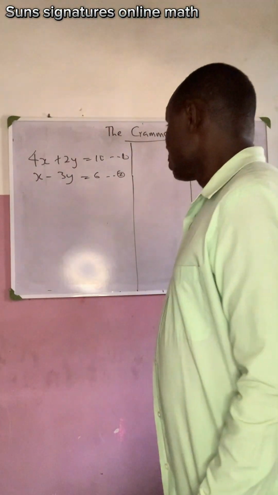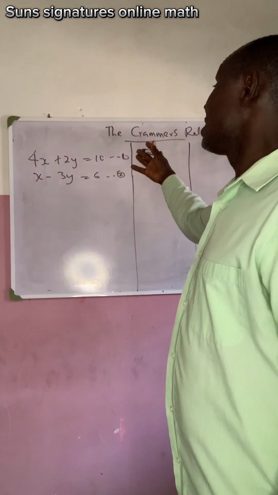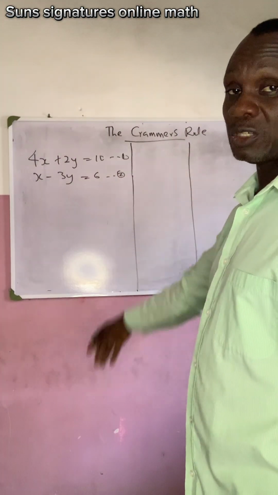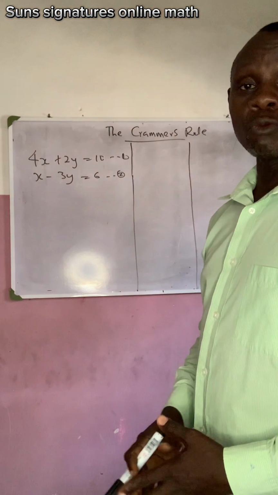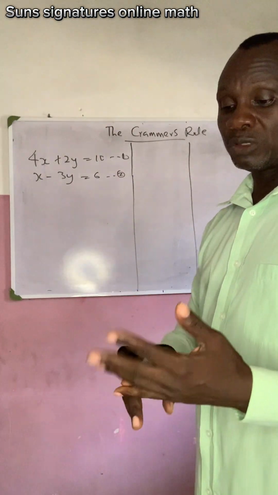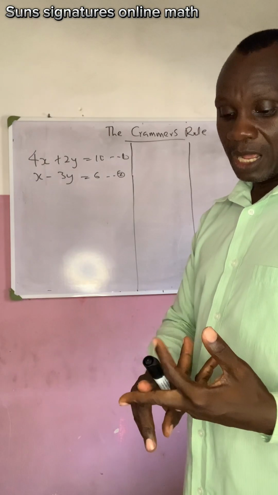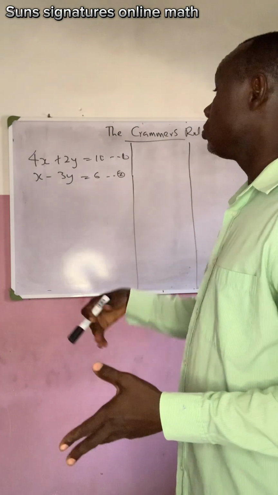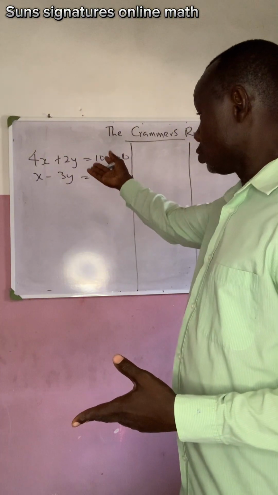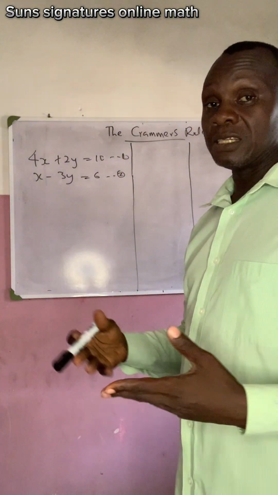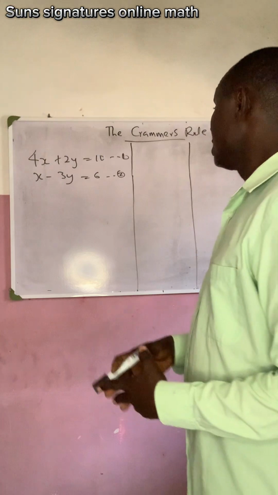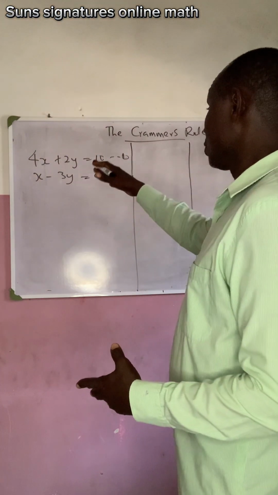We have a problem on the board. It's a simultaneous equation, but in this case, we are asked to use Cramer's rule to solve it. Not unlike the conventional way of solving simultaneous equations with the elimination method, the substitution method, or maybe the graphical method. But here, we are told we should use Cramer's rule, and Cramer's rule is simply a rule that you follow to get the values of x and y.